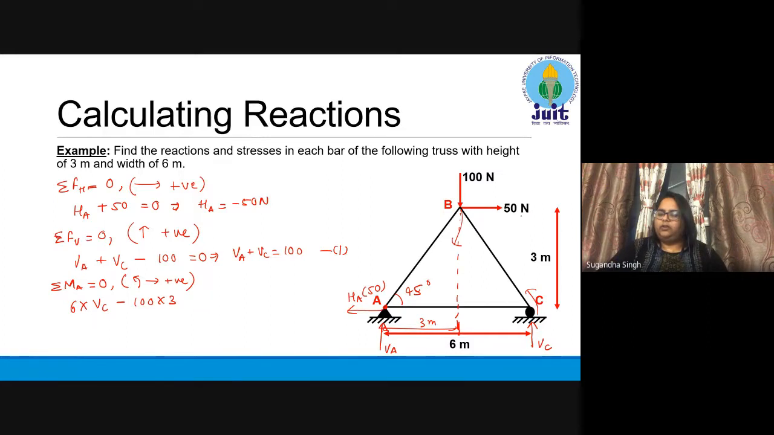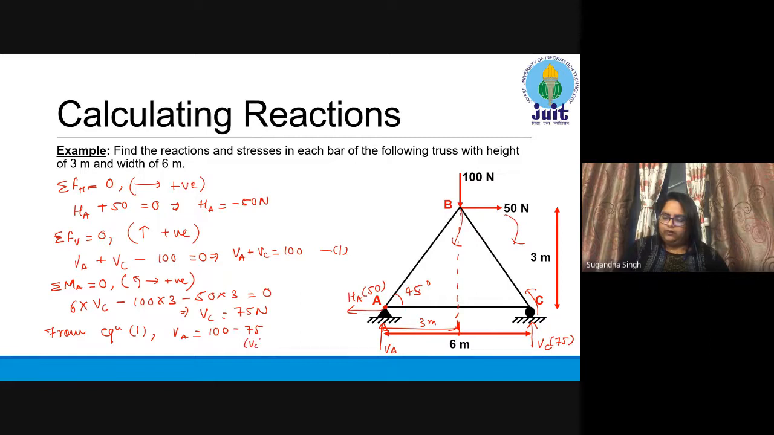The 50 Newton load also induces a clockwise rotation about A. So negative 50 into 3 equal to 0. From this we will find out that VC is equal to 75 Newton in the positive. So the assumed direction of VC is correct. Now lastly, from equation 1 we can find out VA, which is equal to 100 minus 75, that is VC, equal to 25 Newton, also positive.